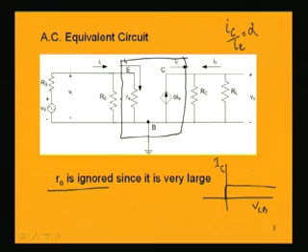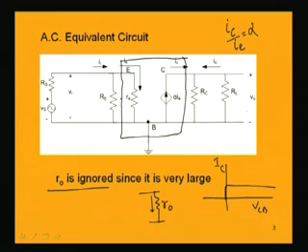Because it is very large, practically ignoring it will not affect anything, because if R naught is very large, even if there is a resistance R naught whose value is very large, no current can flow through this R naught, because of this property that it is almost equal to infinity. That is why we are ignoring it conveniently in this circuit.